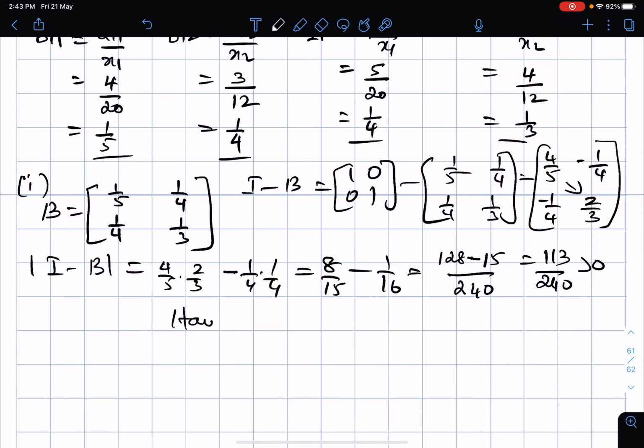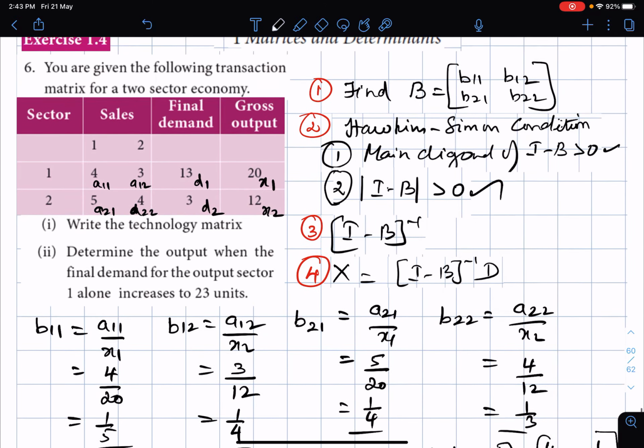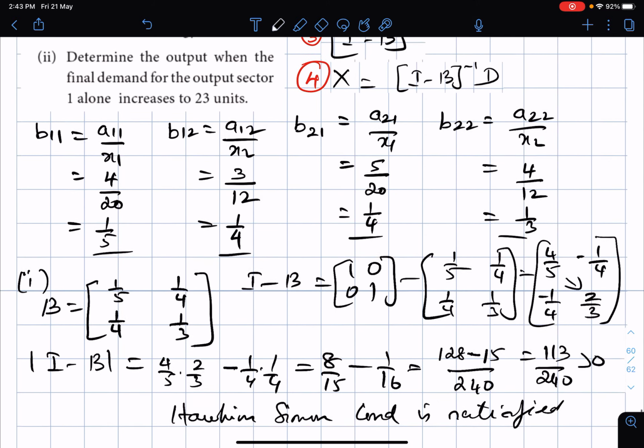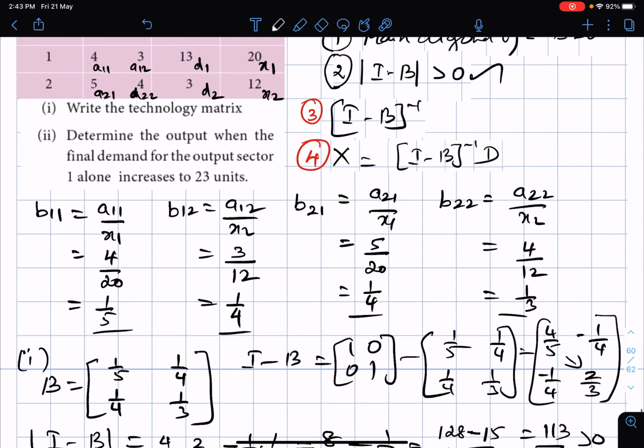So you can write it as: Hawkins-Simon condition is satisfied. Therefore it is viable. I mean, you need not write viable, we can write it has got a solution. So it has got a solution. Then only you can proceed to your next step. Okay. Now next step, 2 steps we have completed.